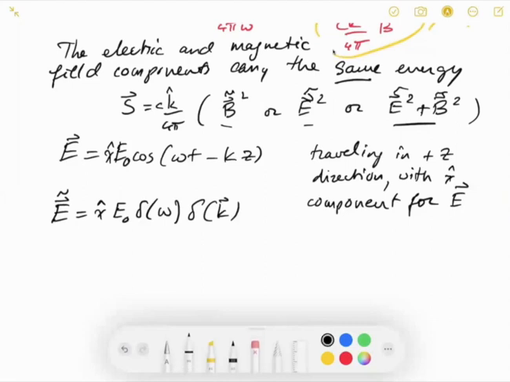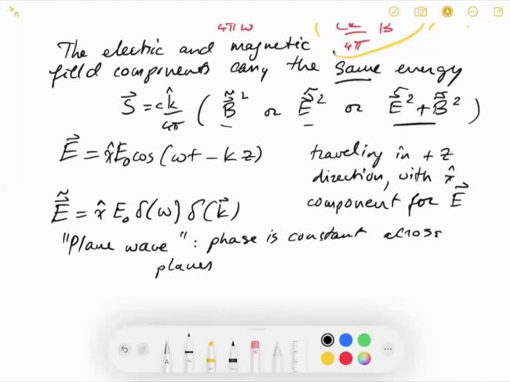Okay, so this is what we call an example of a plane wave, and by plane we mean the phase is constant along or across planes that are perpendicular to the k vector.